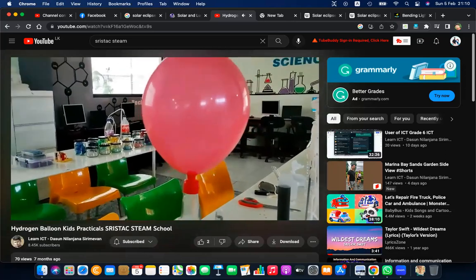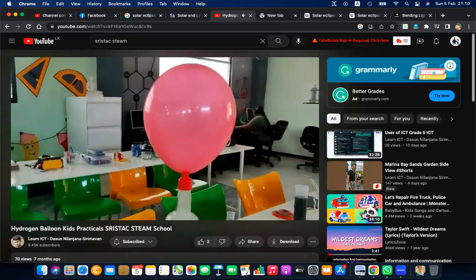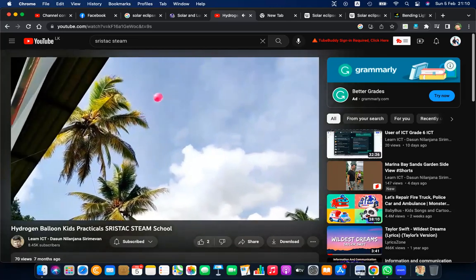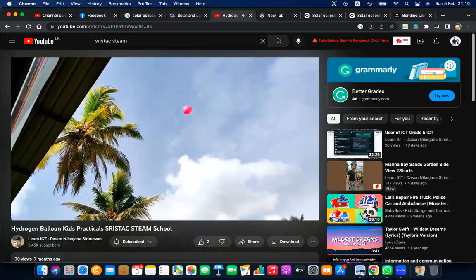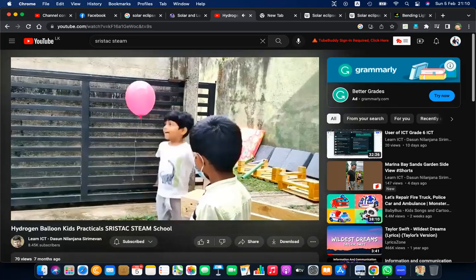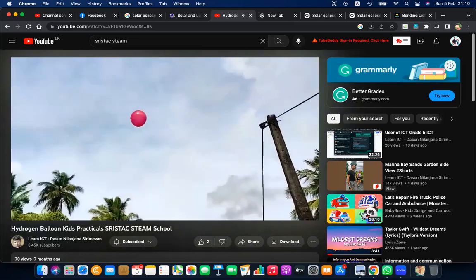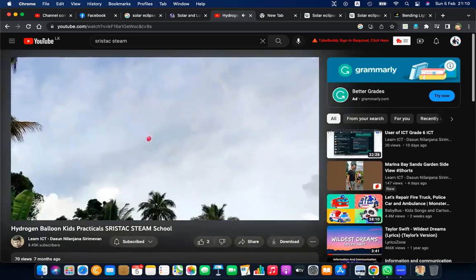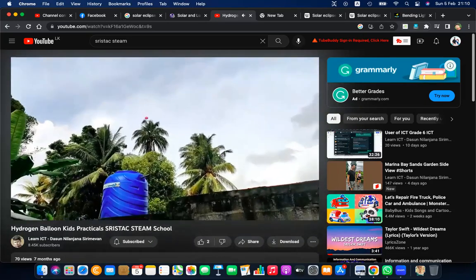Here it emits hydrogen, right? It fills the balloon. And when hydrogen is filled there, hydrogen is lightweight, so the balloon will move up. Here I have used a thread to hold it. It will move up. Right? So see how fast that is.